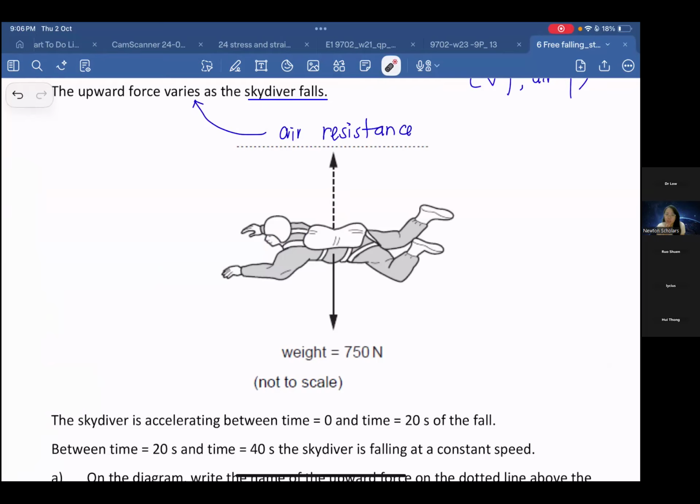You suggest one value. For time 0 to 20 seconds, you can refer back to the diagram in the notes just now. See when it accelerates, how are your air resistance and your weight? Should your air resistance be equal to 0, less than your weight, or equal to your weight? Which one? Any of you?